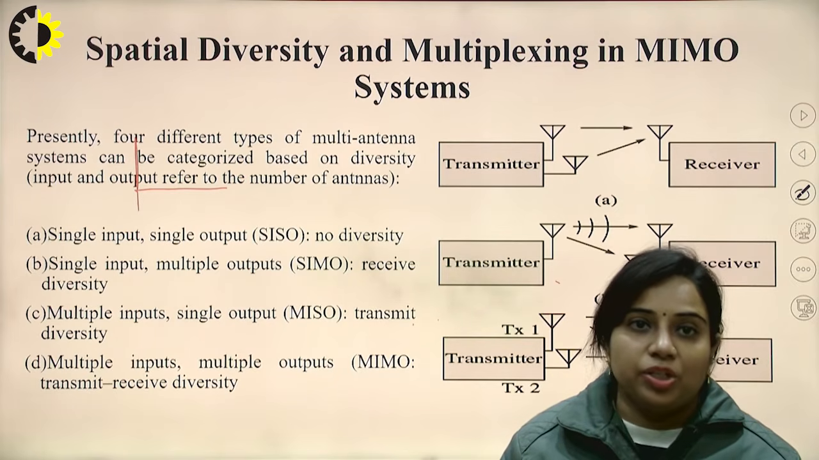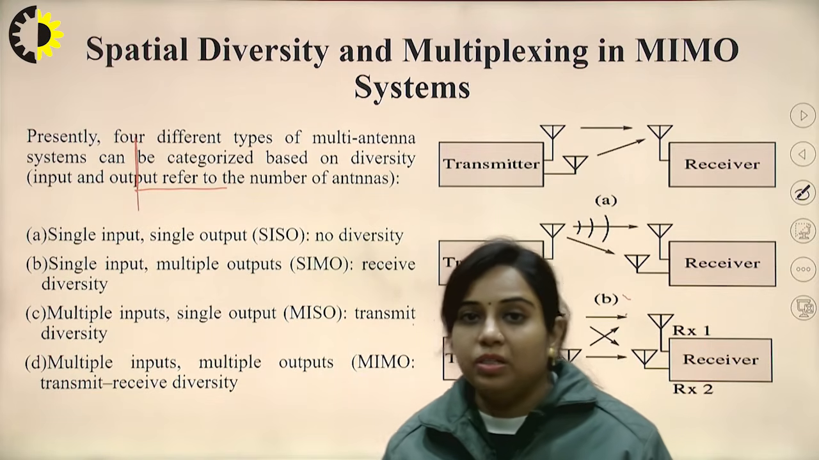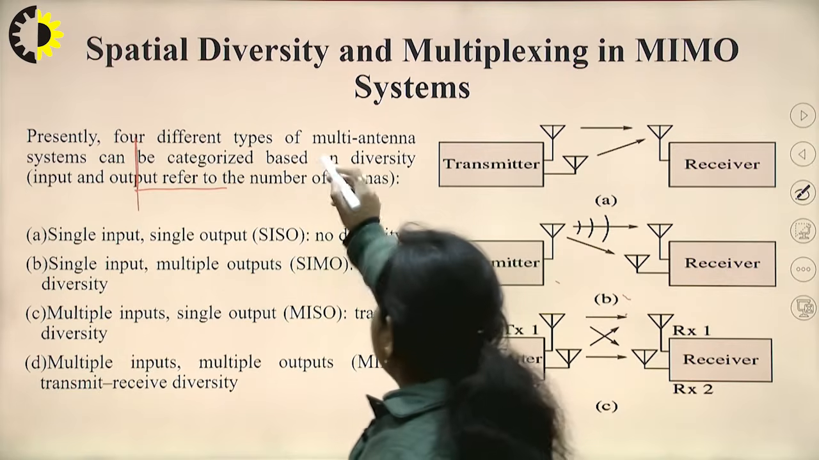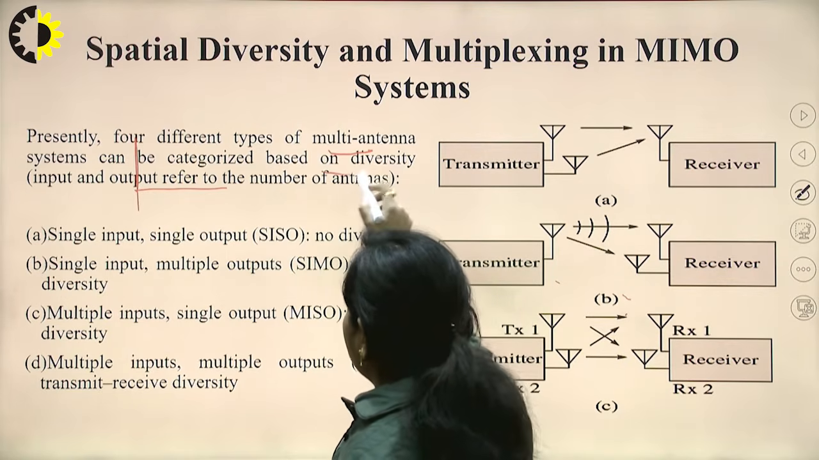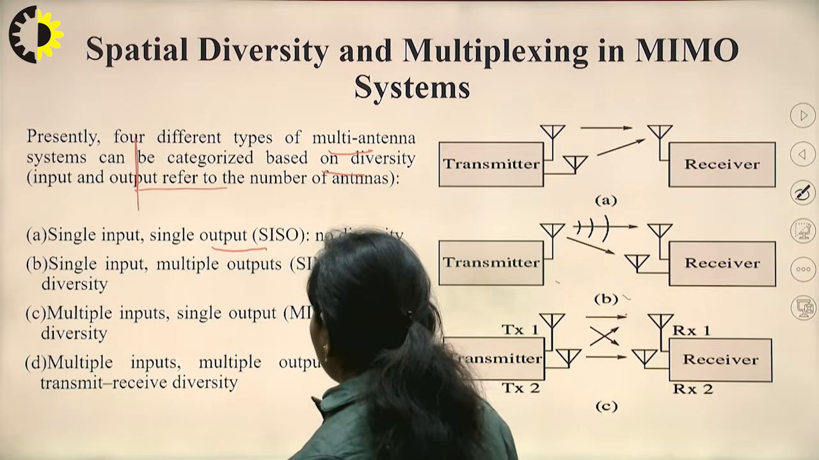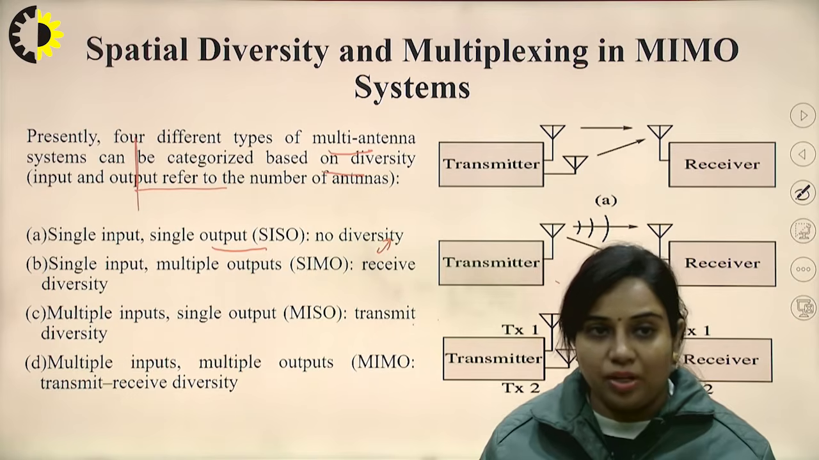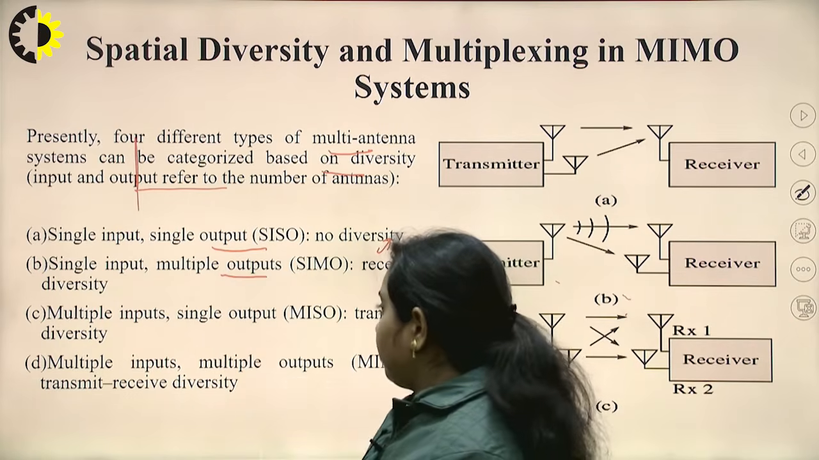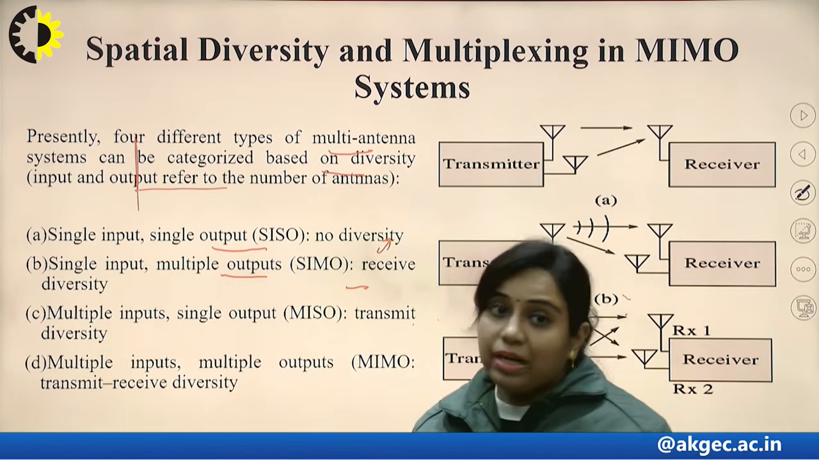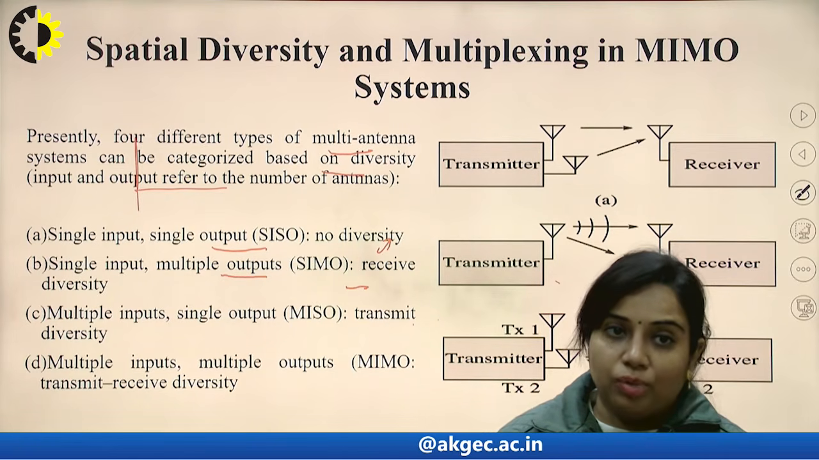Next one is the spatial diversity and multiplexing in MIMO systems. A MIMO system is basically one where multiple inputs and multiple outputs are used. Presently, 4 different types of multi-antenna systems can be categorized based on diversity. That is single input, single output, SISO, where no diversity is there because it travels over a single channel. No multiple channels are used. Then single input, multiple outputs, that is SIMO, which is used for receive diversity. So diversity is used only in those cases where multiple inputs or multiple outputs are connected.